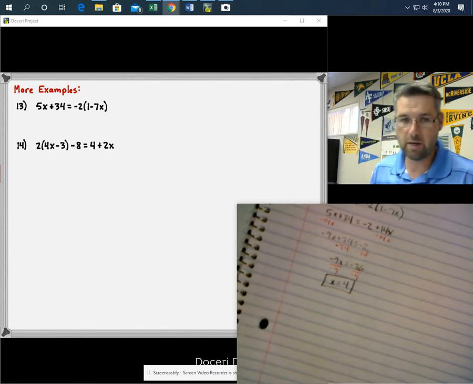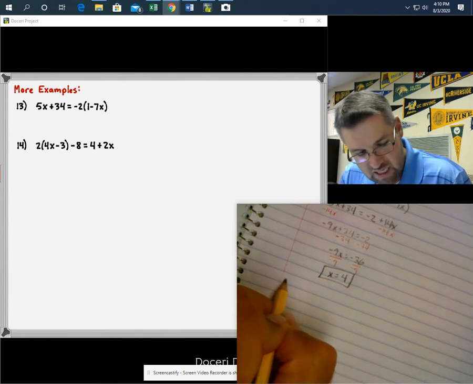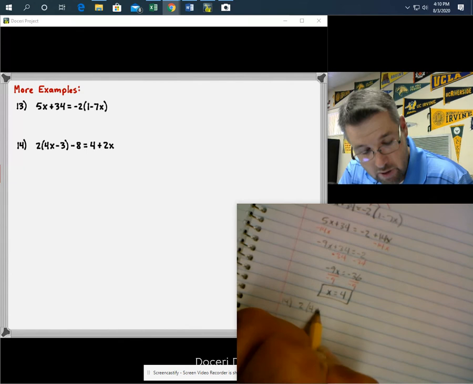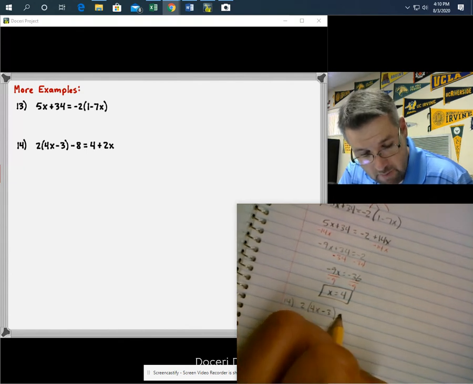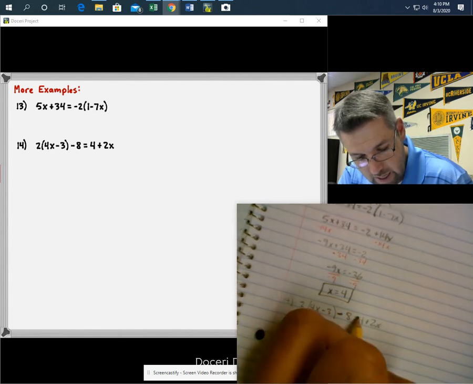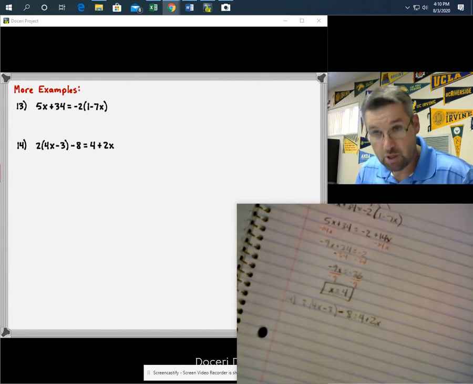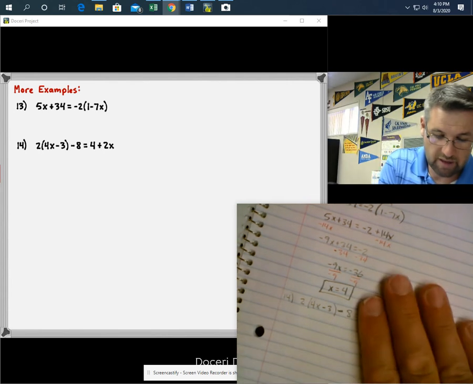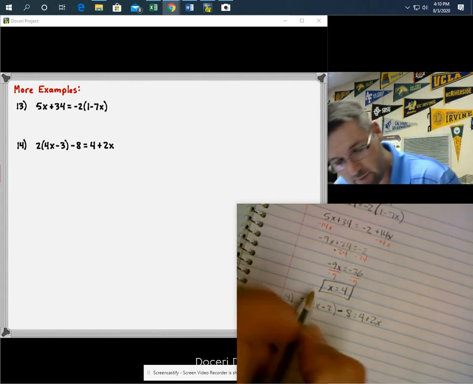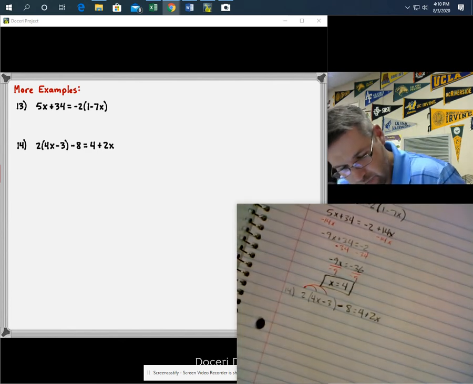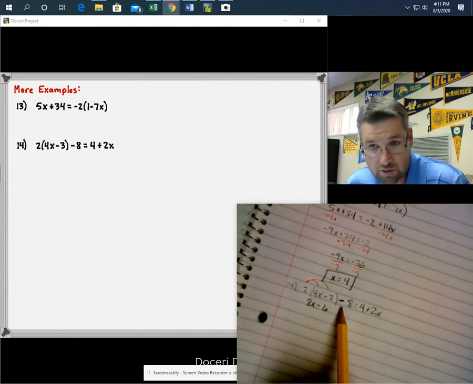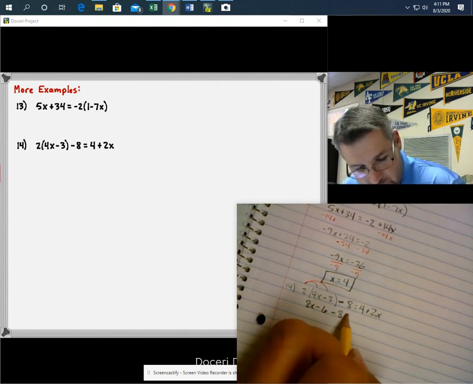So hopefully you got that one right. And then number 14, looks like we have something very similar here. 2 times 4x minus 3 minus 8 equals 4 plus 2x. So the first thing we're going to do is combine like terms and distribute. On the left-hand side, do we have any distribution to do? Yes, we do. So let's go ahead and do that. 2 times 4x is 8x. 2 times negative 3 is negative 6. Notice we don't distribute to the negative 8 because that's not in the parentheses.